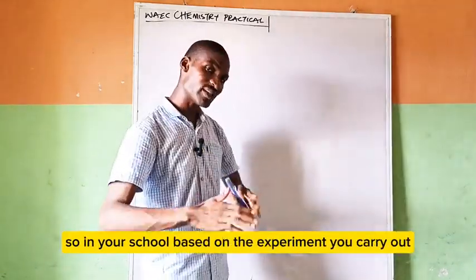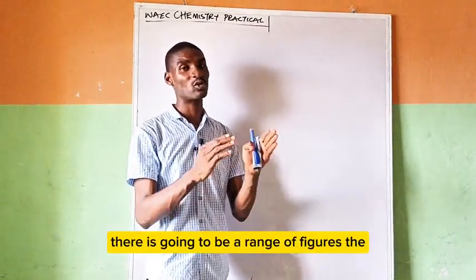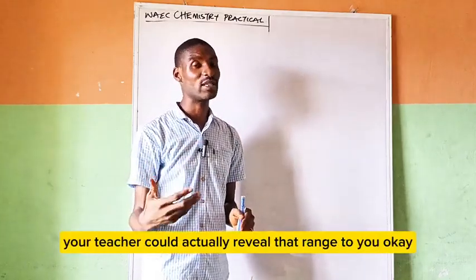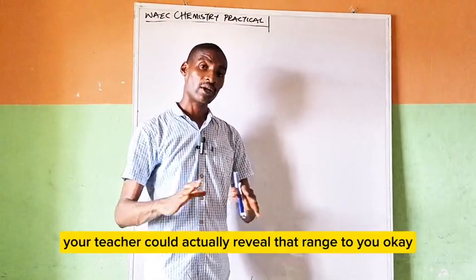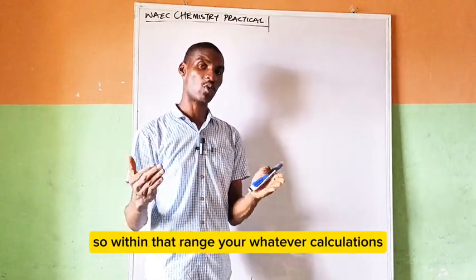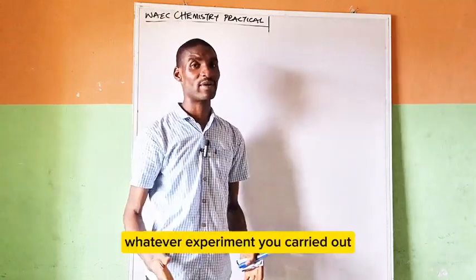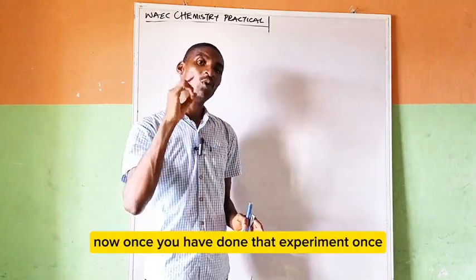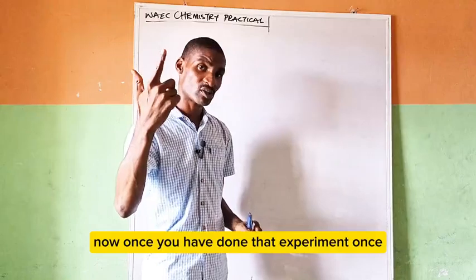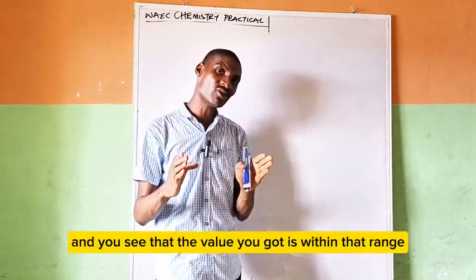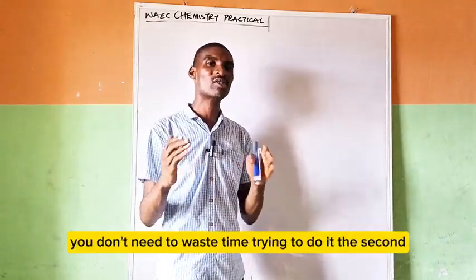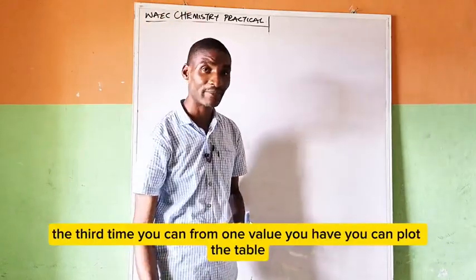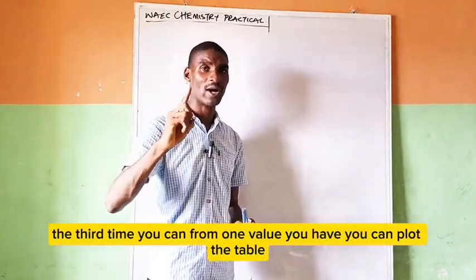In your school, based on the experiment you carry out, there is going to be a range of figures. Your teacher could actually reveal that range to you. Your average titer value should be within that range. Once you have done the experiment once and you see that the value you got is within that range, you don't need to waste time doing it a second or third time. From the one value you have, you can plot the table.